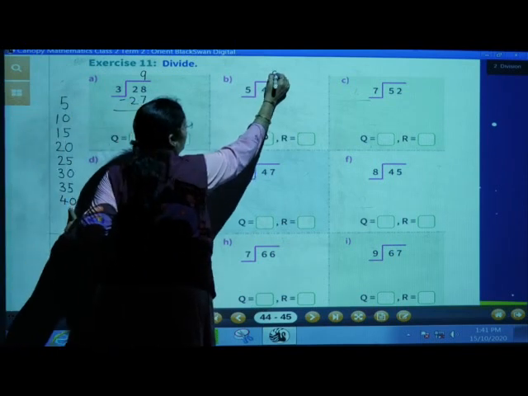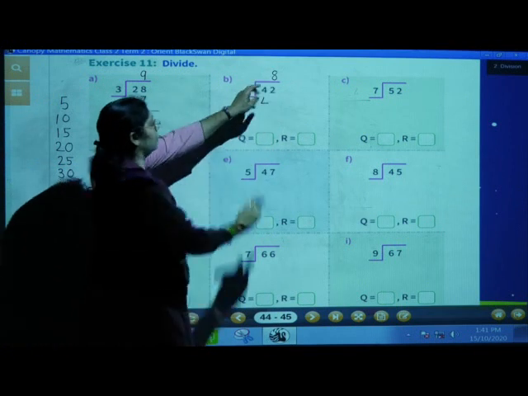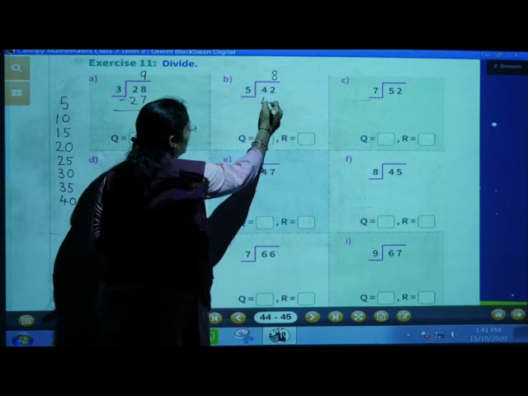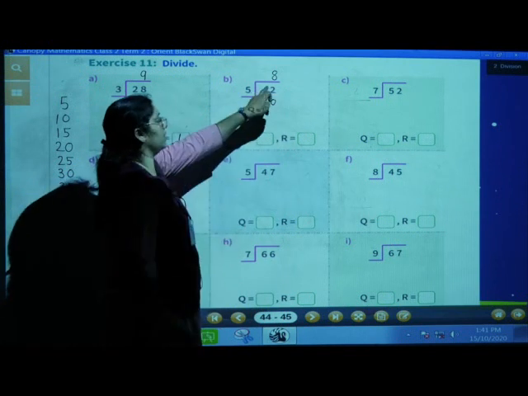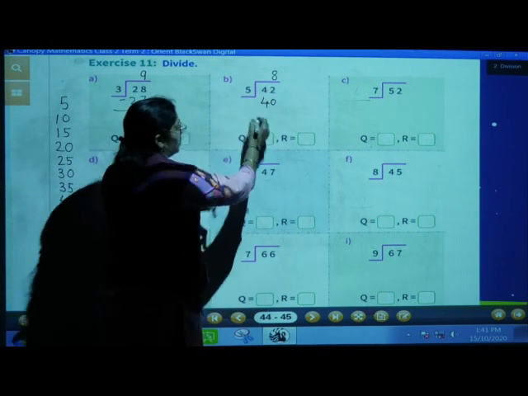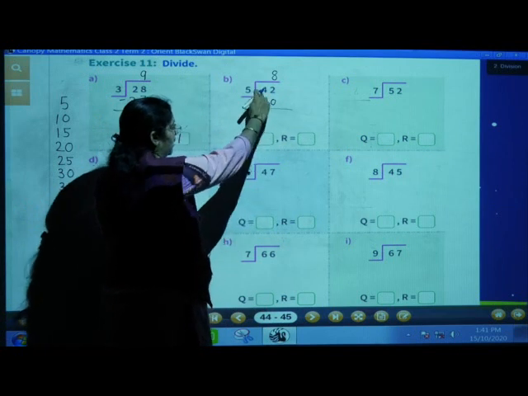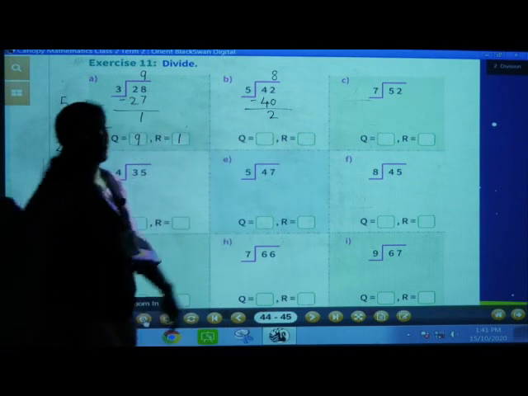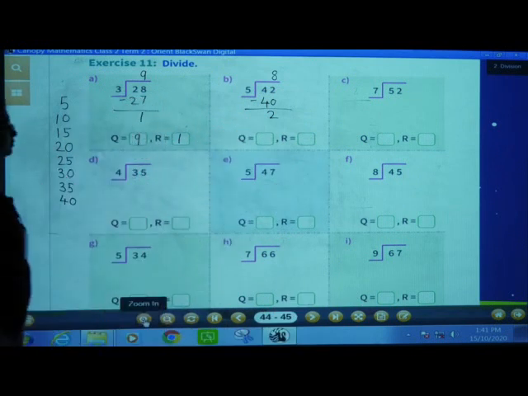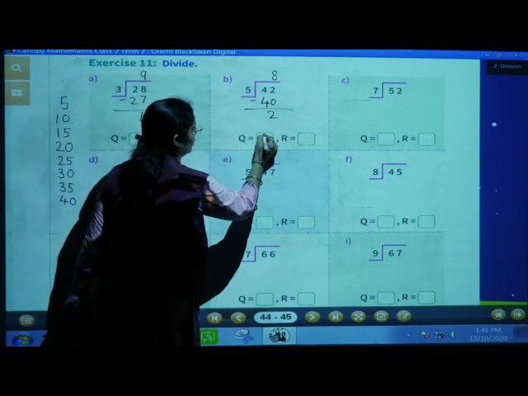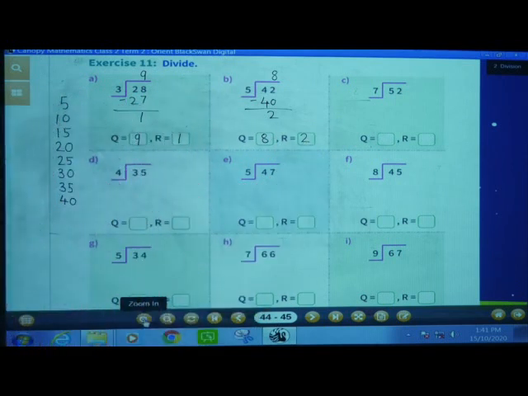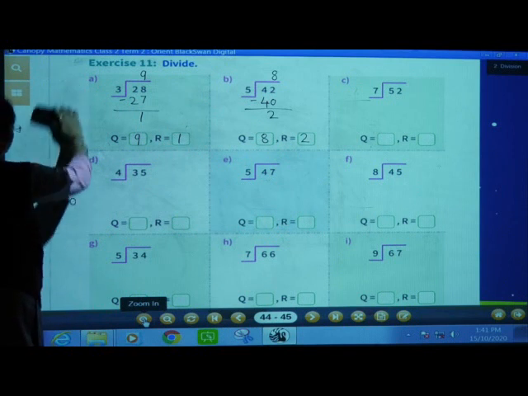5 eights are 40. Write 8 in the ones place and 40 below this dividend, and then we have to subtract 40 from this dividend, means 42 minus 40. 2 is the remainder, and what is the quotient? 8 is the quotient. Next, C number.